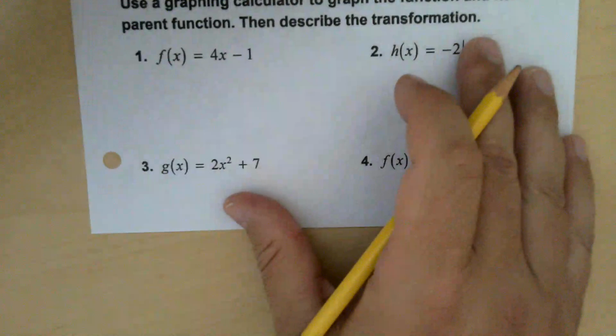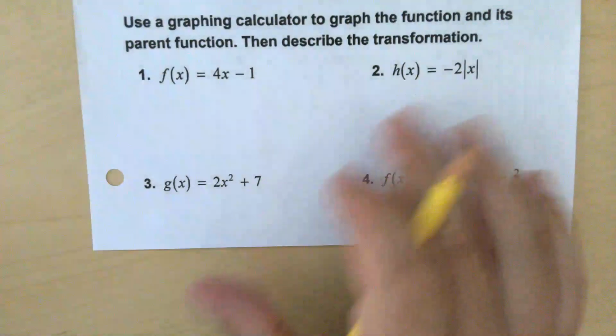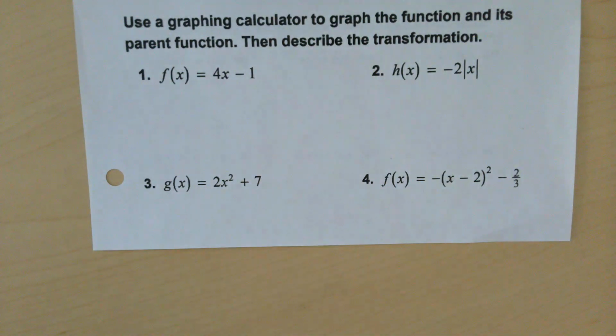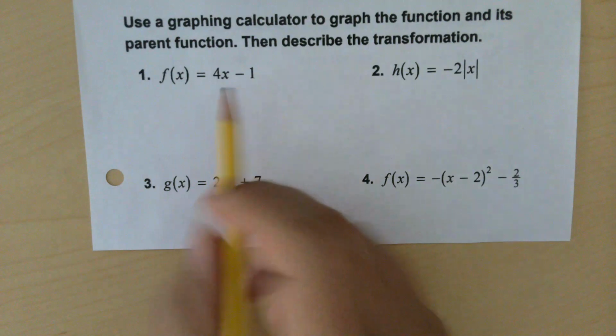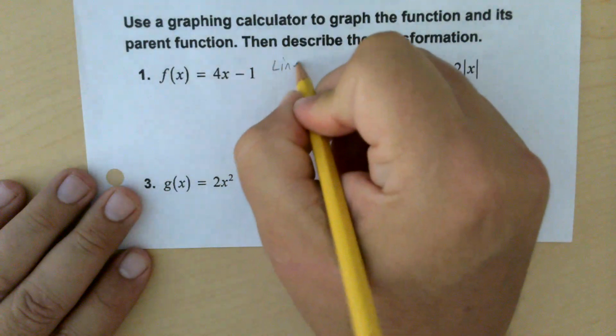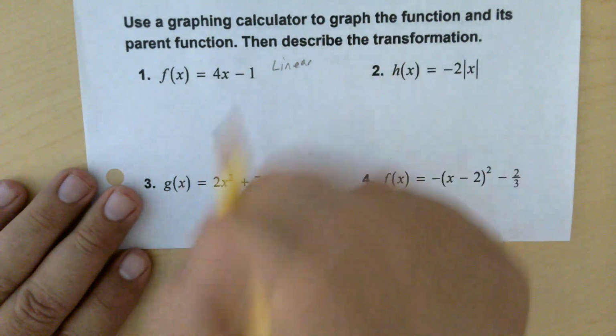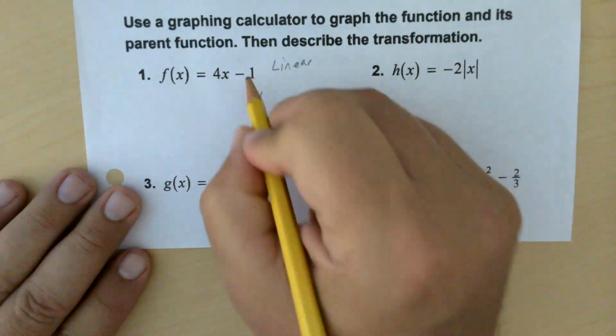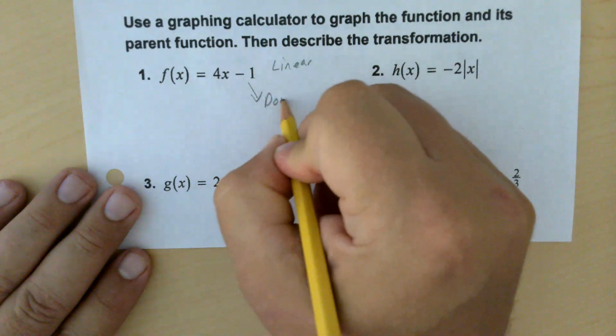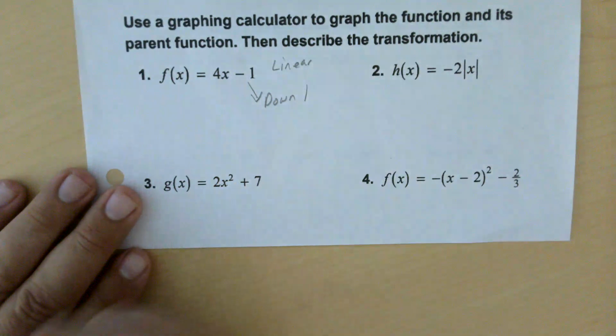Okay. For this, it says use a graphing calculator. We don't need a graphing calculator to describe. So I'm not going to draw these. I'm just going to hopefully point out that you know this is linear. And what we're going to see in section 1.2, we're going to know that that minus 1 is down 1. So it shifts that line down 1.